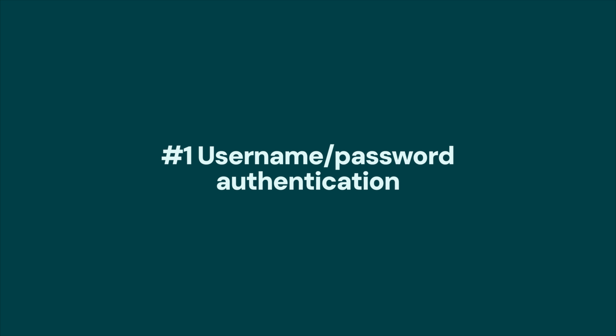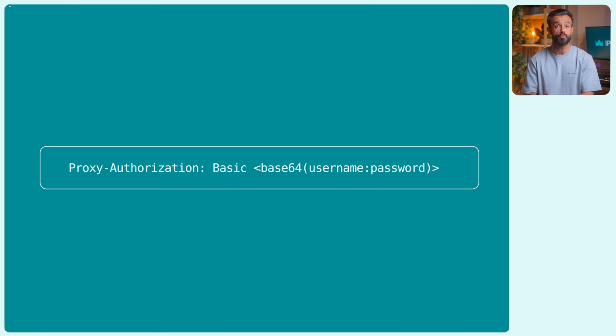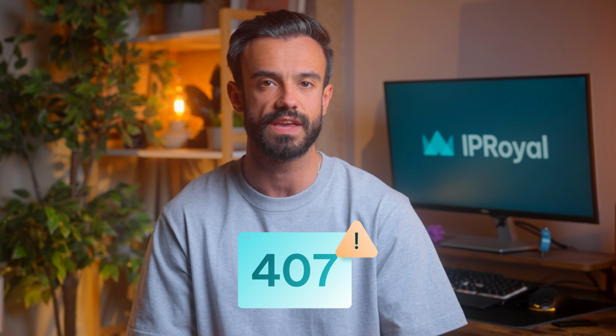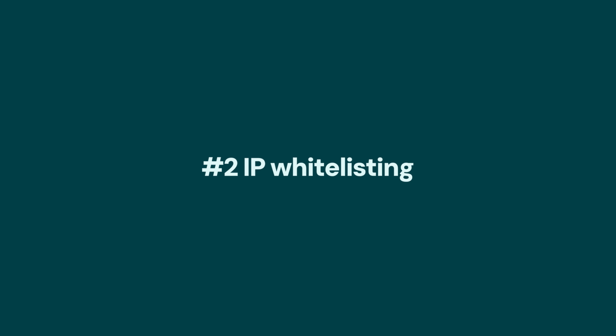There are two ways to authenticate a proxy, or prove to it that you're authorized to use it. Number 1. Username and password authentication. Your credentials travel with every request inside the proxy authorization header. The proxy receives the request, checks the credentials, and either lets it through or returns a 401 proxy authentication required error. Number 2. IP whitelisting.